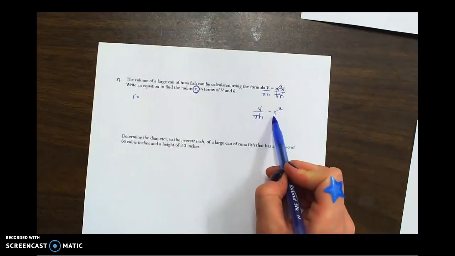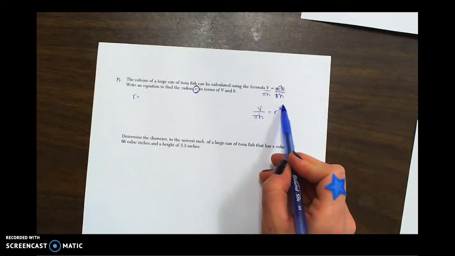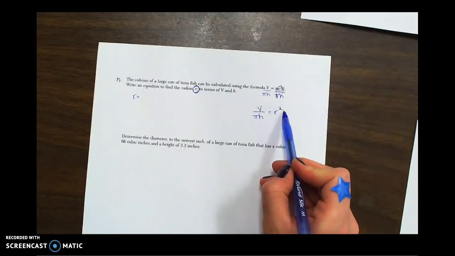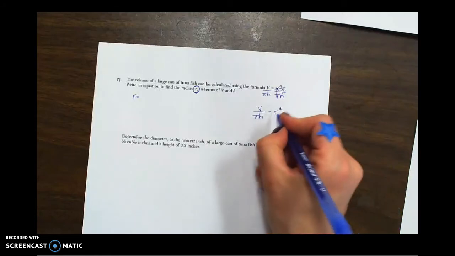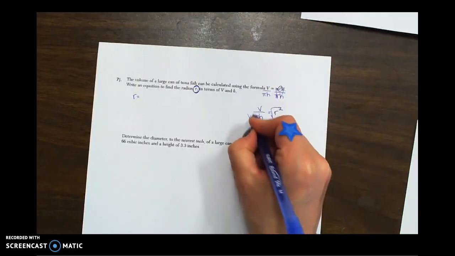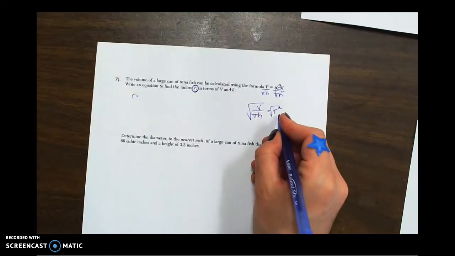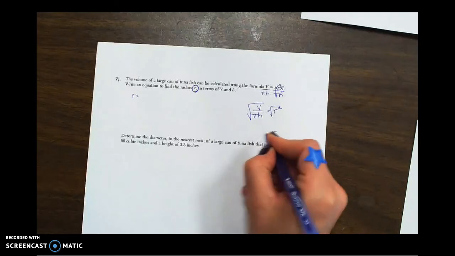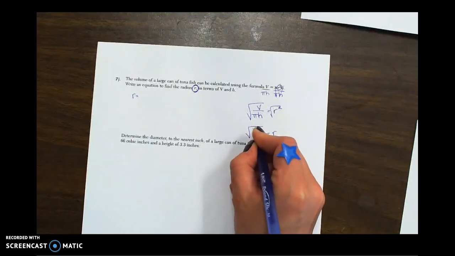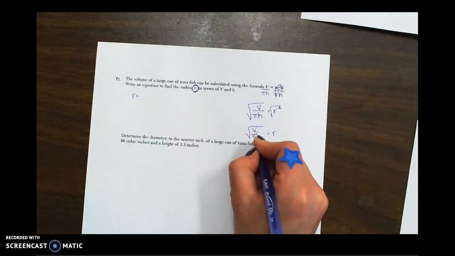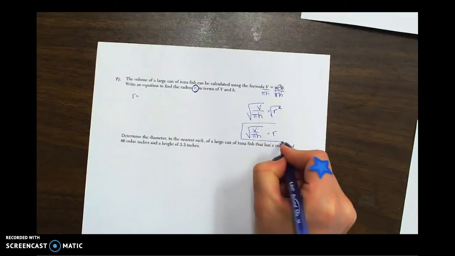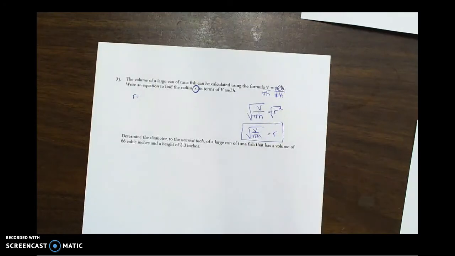But now we still have this r squared. So how do we get rid of a square? That's right, we're going to square root it. So square root both sides. Our final answer here is r equals the square root of V over pi h. And now you've got it.